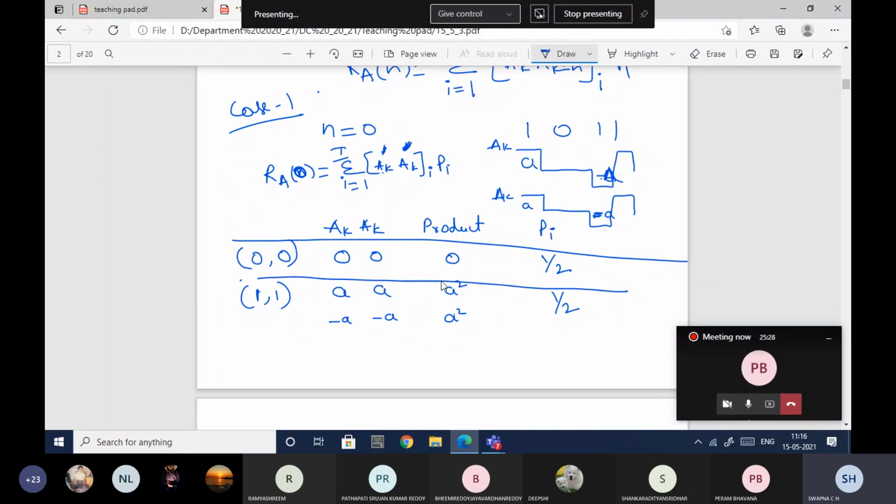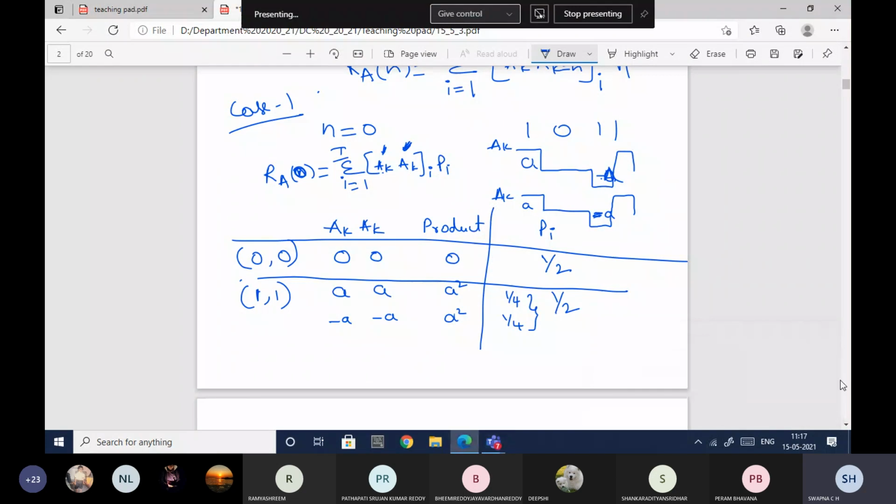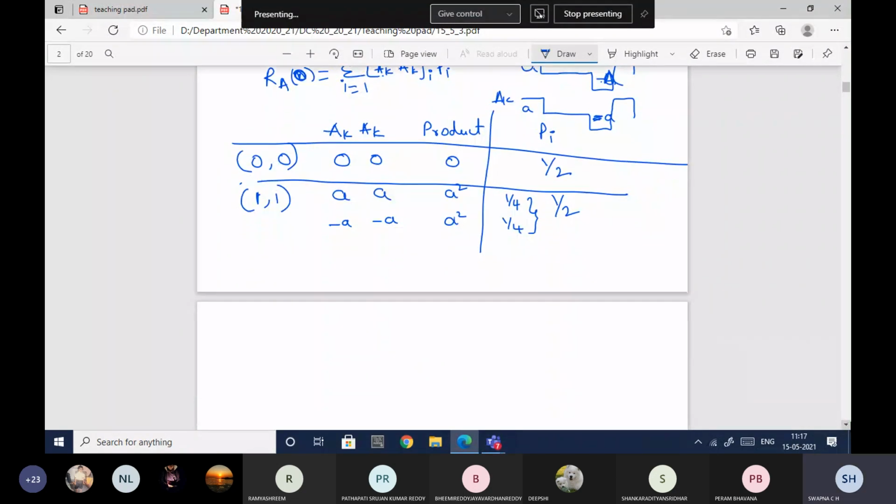So what will be the probability of this event separately and this event separately? It will be 1 by 4, 1 by 4. So the total probability will be 1 by 2 here. Any doubts here? Okay, fine. So now I'll calculate RA of 0.